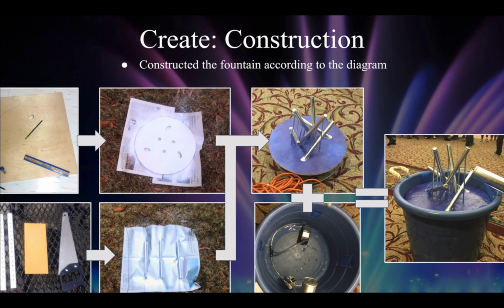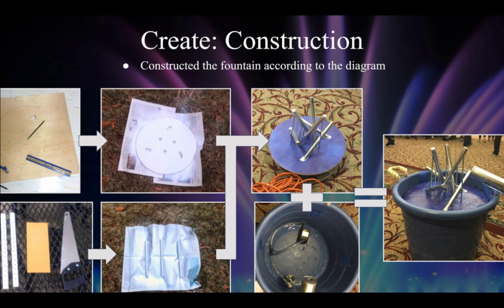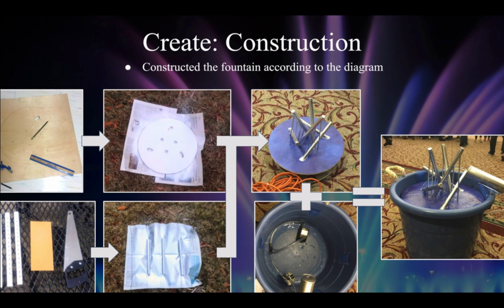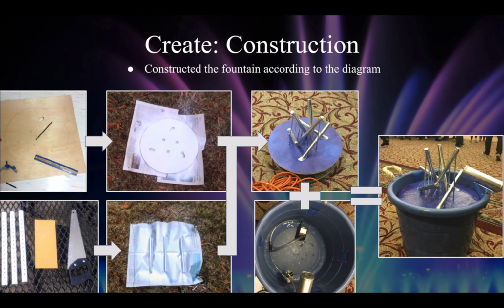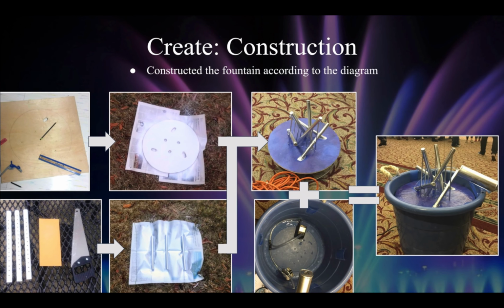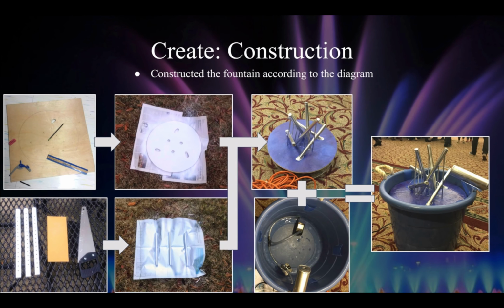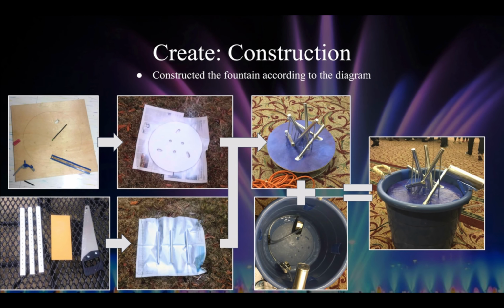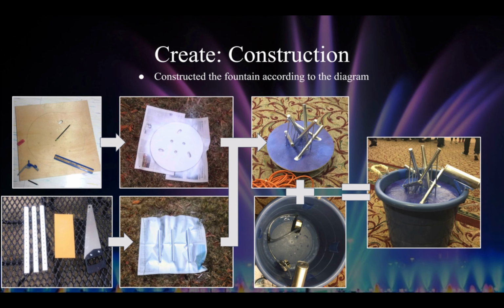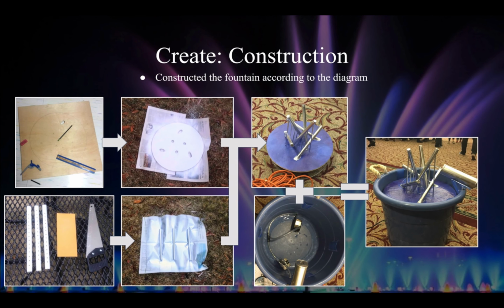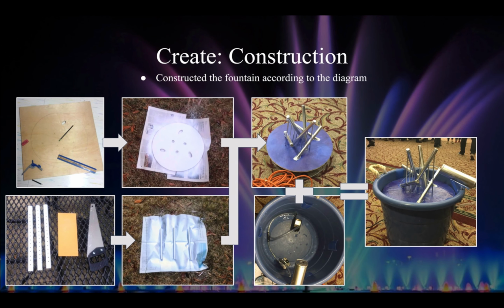Construction. In this portion of the design cycle, we continued in constructing the fountain according to the diagram we developed earlier. The construction process was comprised of a combination of cutting and filing wood, cutting and drilling PVC, painting, the assembly of the laminar flow nozzle, connecting tubing, and the assembly of the fountain as a whole.